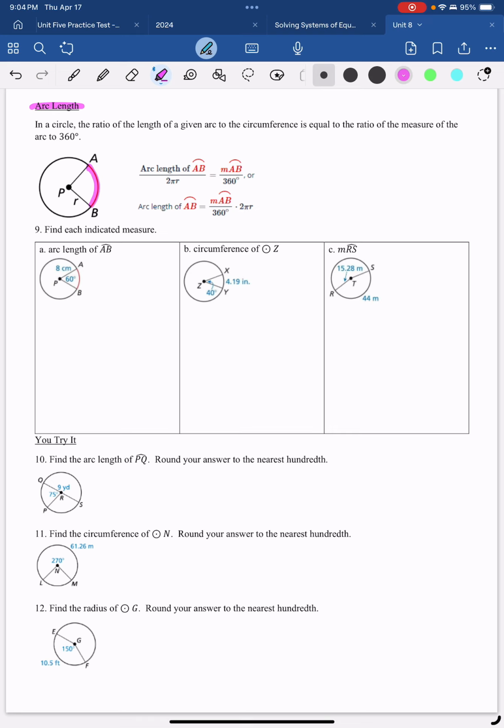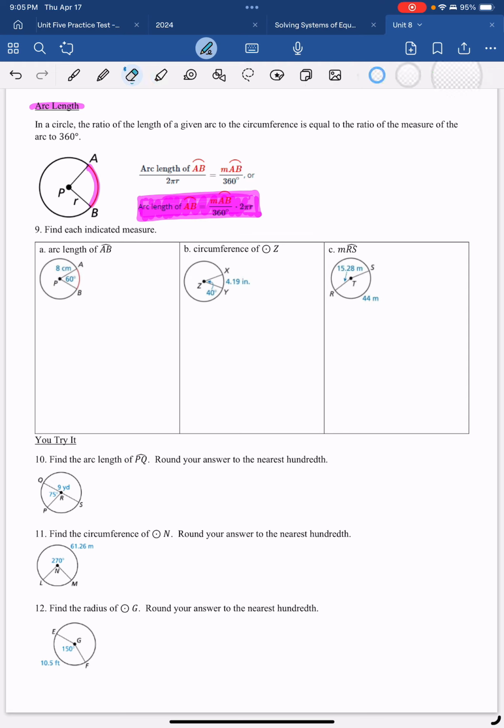In a circle, the ratio of the length of the arc to the circumference is equal to the ratio of the measure of the arc to 360. So we're setting up these ratios, these fractions. The arc length of AB divided by 2 pi r, so divided by that circumference, is equal to the measure of that arc divided by 360. Or, and this is the formula we're going to use, the arc length of AB is equal to the measure of arc AB divided by 360 and then multiplied by 2 pi r, so multiplied by that circumference.